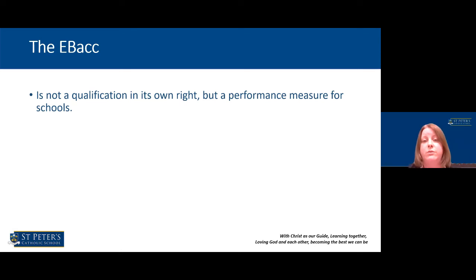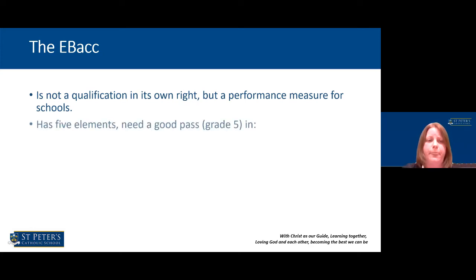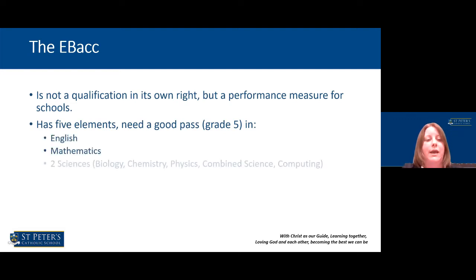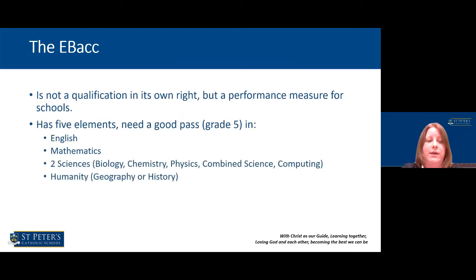It is a performance measure for schools, so schools are assessed on the percentage of students that are entered for the Ebac, are eligible for it, and who actually achieve it. In terms of school performance tables, you know if a student's achieved it because it's got 5 elements. So students would need to get a good pass or a grade 5 or above in English, maths, 2 sciences, a humanity, and a modern foreign language. So if they get a grade 5 in each one of those categories, then they've achieved the Ebac. But as I say, it doesn't provide a qualification for students. It was designed as a measure to show that schools are providing a broad and balanced curriculum for the students that they have.